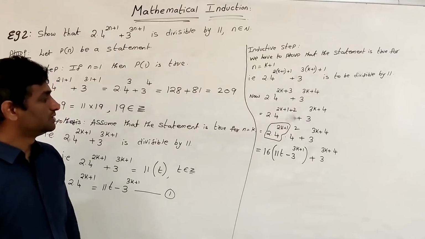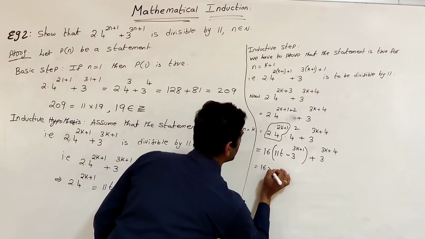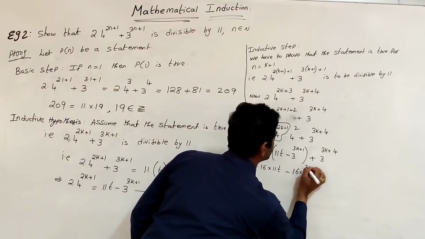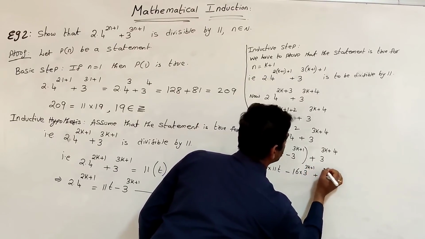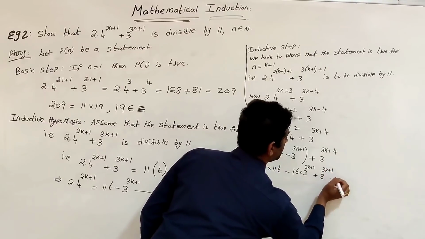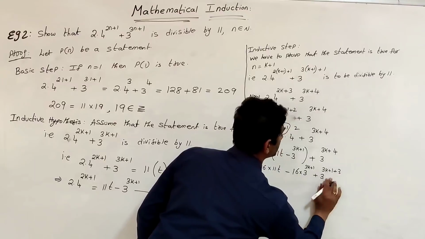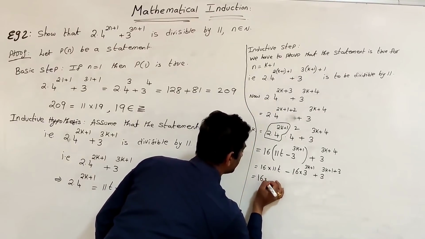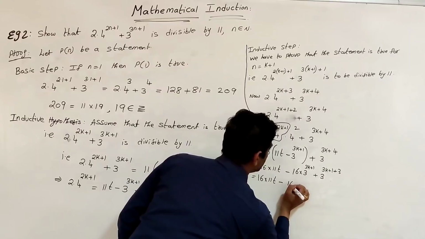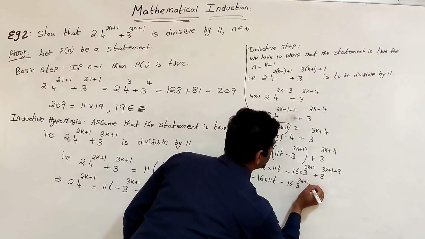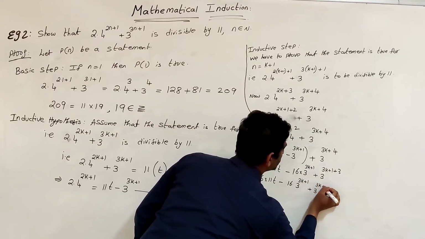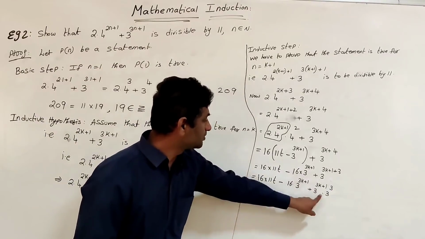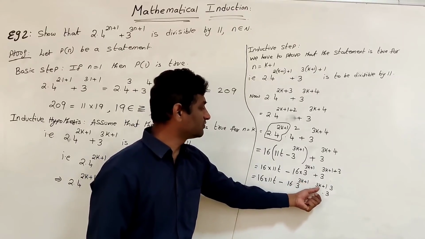If you still simplify, 16 into 11t minus 16 into 3 to the power of 3k plus 1 plus 3 to the power of, we can write 3k plus 1 plus 3. 4 can be written as 1 plus 3. 16 into 11t minus 16 into 3 to the power of 3k plus 1 plus 3 to the power of 3k plus 1 into 3 cube. 3 cube means 27, and these two terms are like terms because 3 to the power of 3k plus 1 is there, 3 to the power of 3k plus 1.